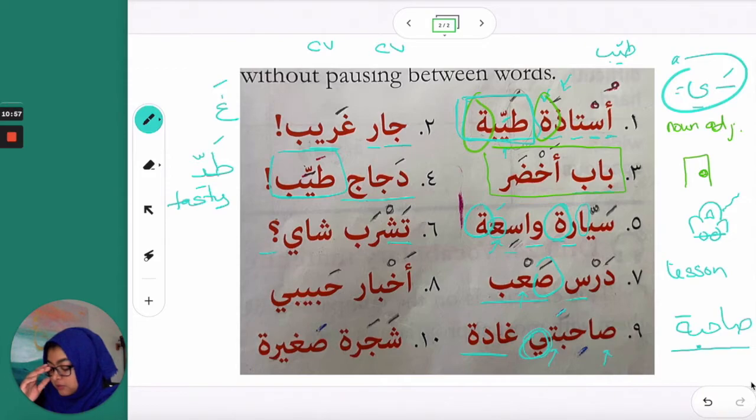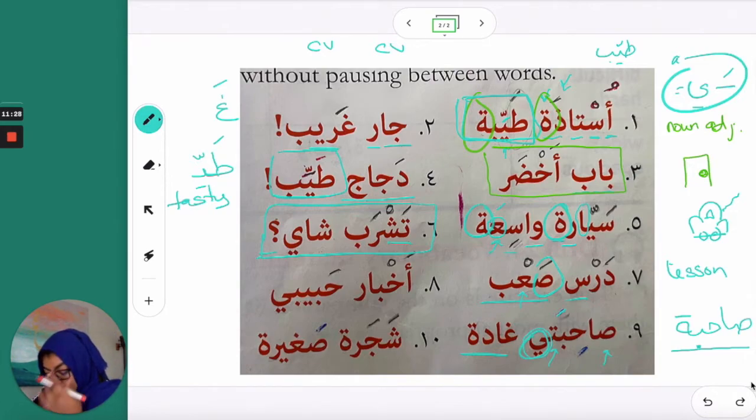Okay, we haven't done this form yet, but when you're talking to a person, it'll start here with a ta, and we'll cover that a little bit later. Okay, tashrab shai, meaning you drink tea. It's like asking, do you want tea? Do you want to drink tea? Tashrab shai, you're drinking tea? Right? So someone comes over to your house and you want to offer them tea. Tashrab shai. And if it's the feminine, you're going to add this ya here. Tashrabi shai.